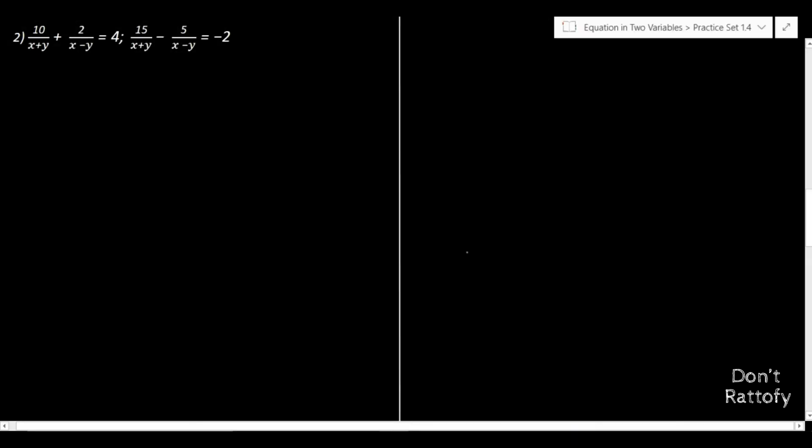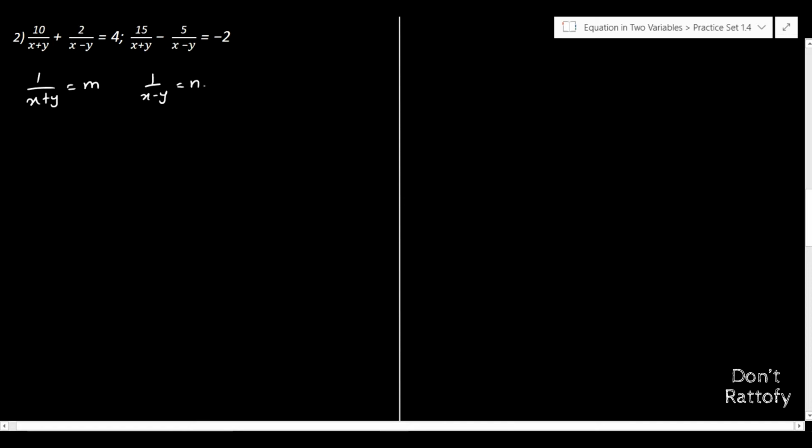Fine. The second sum from practice set 1.4, this is a bit more complicated than the previous sum. As you can see in this sum, the x and y are not separate fractions, but this is a single fraction which has x plus y and x minus y, right? So it is as simple as that. The steps are the same. As we assumed 1 upon x, instead of that we are going to assume 1 upon x plus y is equal to m, and we are going to assume 1 upon x minus y is equal to n.